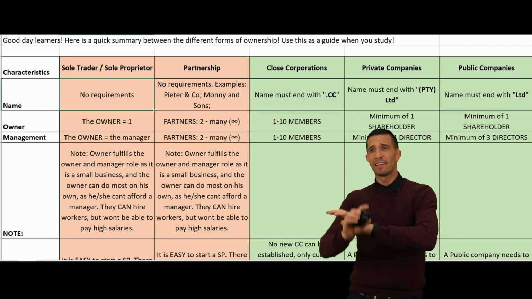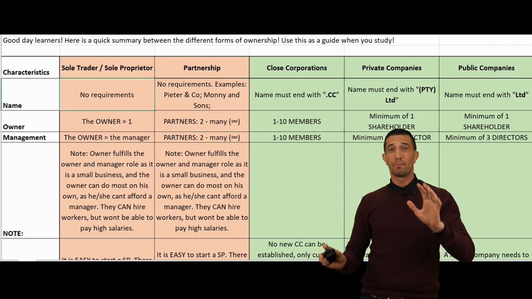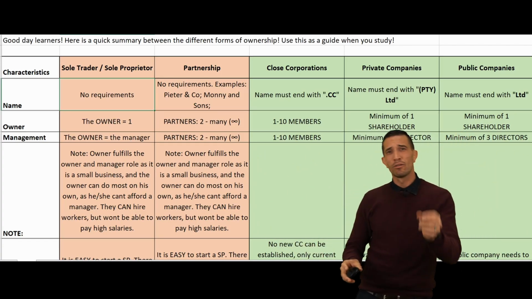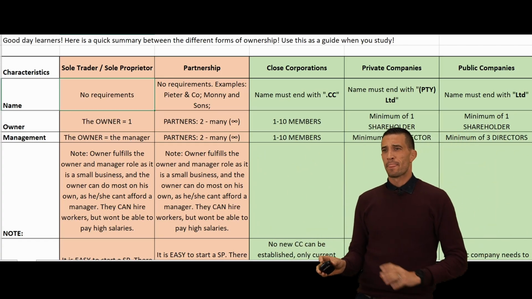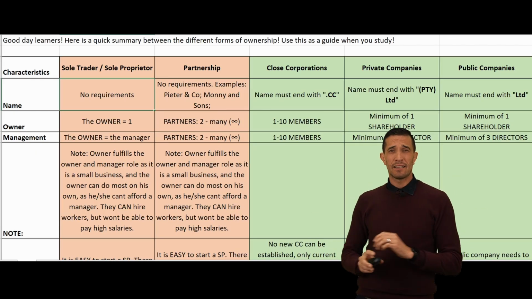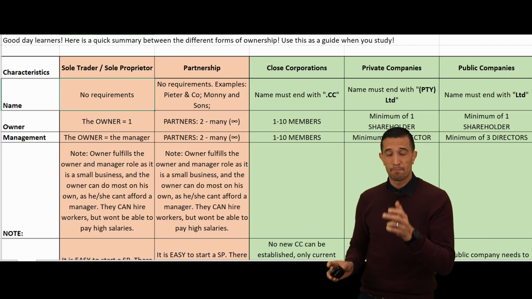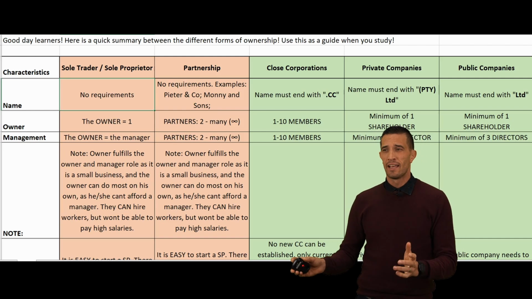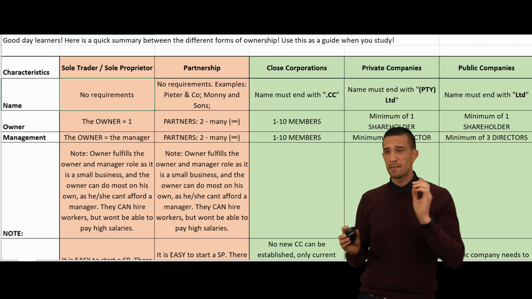Name for a sole trader, there's no requirements. A partnership, you can see it ends with Peter and Co, Money and Sons, you'll always see an and. Closed corporations, the name must end with a CC. Private companies, name must end with a Pty Limited, and public companies must end with the letters LTD, which stands for Limited.